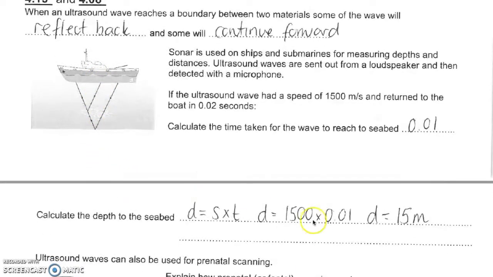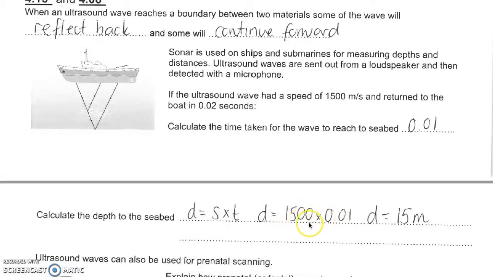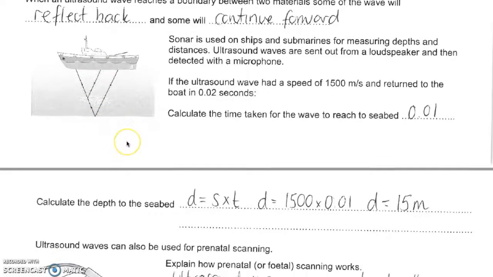Okay, so that's why when we've worked out the distance here, when we've rearranged speed equals distance over time, we've used the speed of 1500 meters per second times 0.01 seconds instead of 0.02 seconds. Okay, so please bear that in mind. The time it takes for the signal to reflect and come back to the boat is obviously twice the time it takes to reach the bottom, and the time to reach the bottom has got to be half of it.